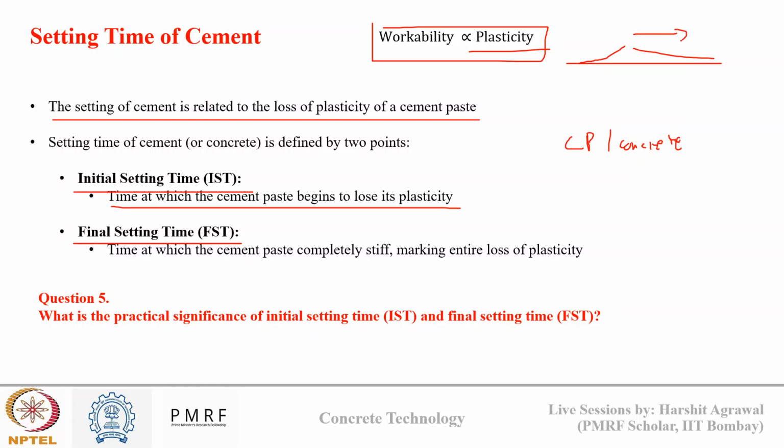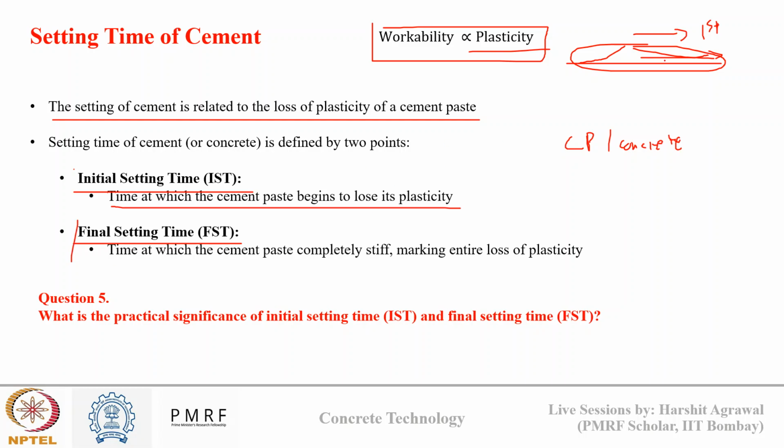After a certain time, what will happen? It won't be completely plastic. Okay, so it will start to lose its plasticity. So the first moment when I see the loss in plasticity of cement paste, that time is known as initial setting time. And what is final setting time?